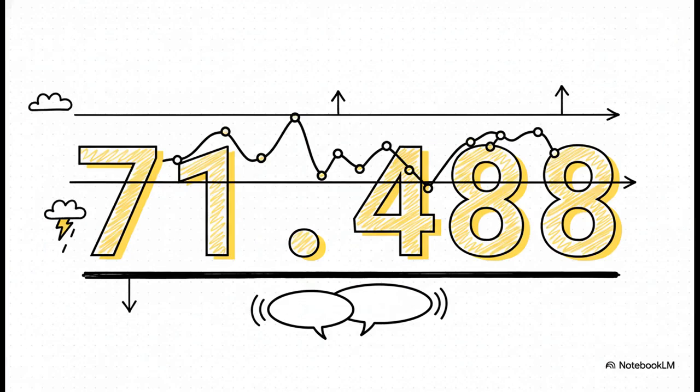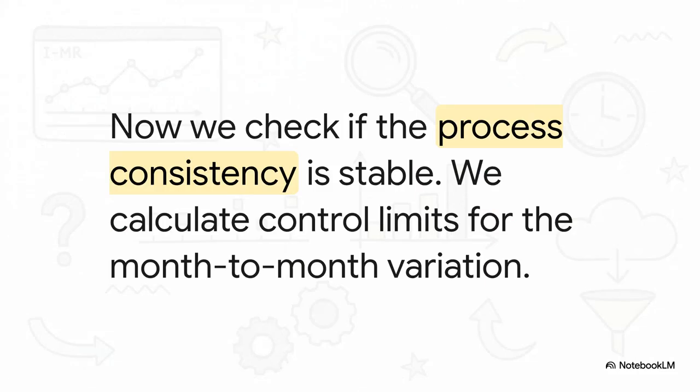And on the flip side, the lower control limit comes out to about 71.5. That's the floor. A month with travel below this is also a signal that something unusual was going on. Together, these two lines define what we call the voice of the process, the range of variation that is totally normal and expected. But wait, we're not done yet.